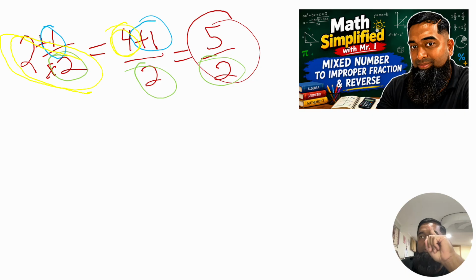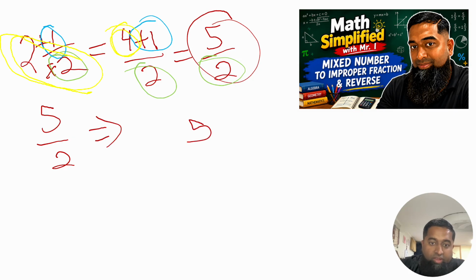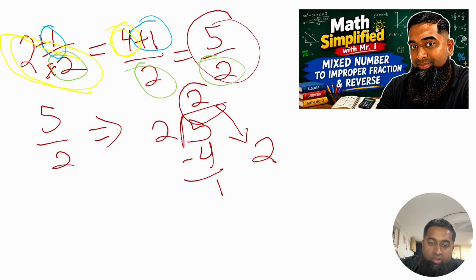Let's go backwards from an improper fraction to a mixed number. So we have 5 over 2. That's that number there. We need to get 2 and 1/2. How do you do this? First you put 5 here, and you divide it by 2. 2 into 5 is 2 times. 2 times 2 is 4, 5 minus 4 is 1. 2 doesn't go inside there, so it's just a remainder of 1.